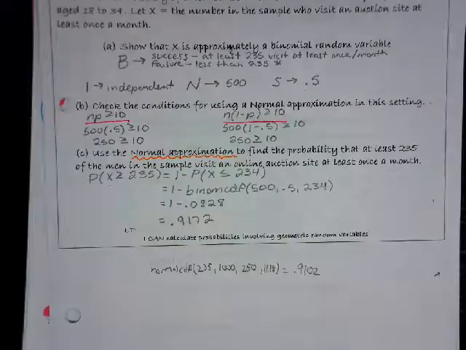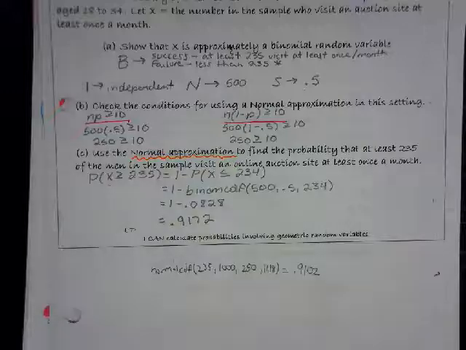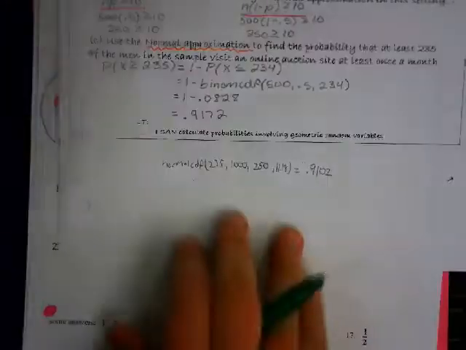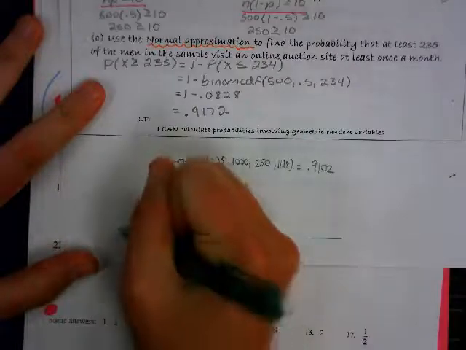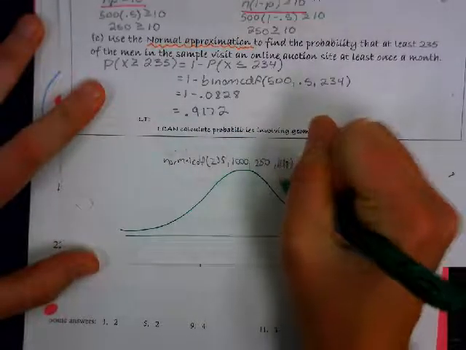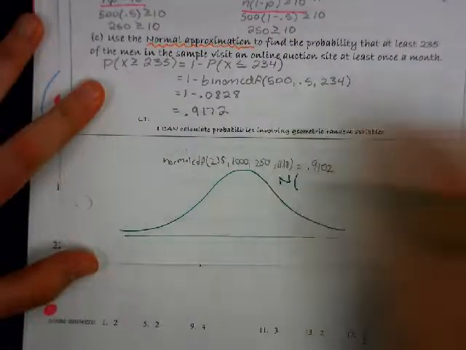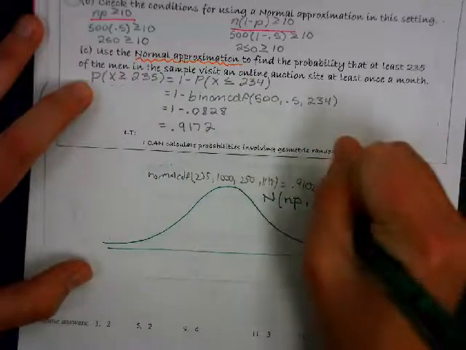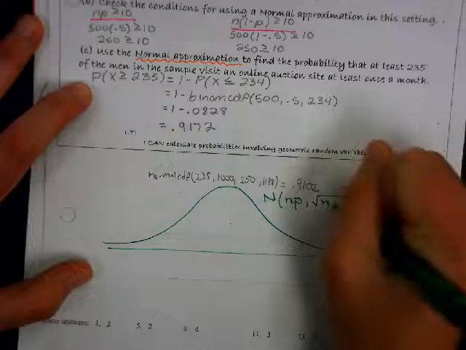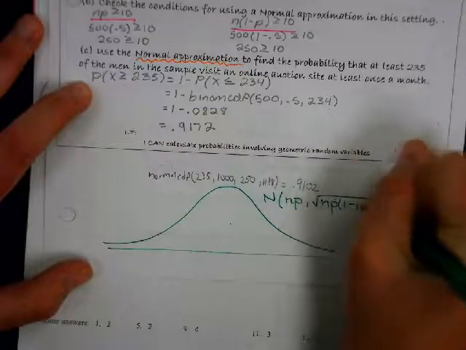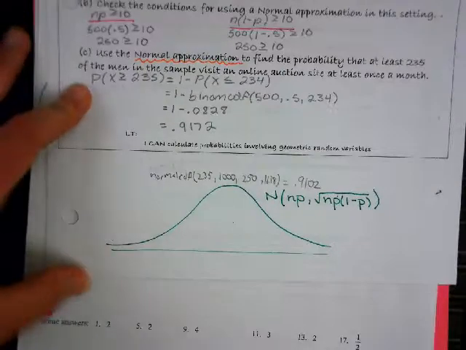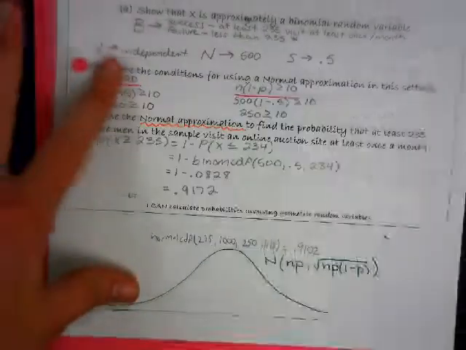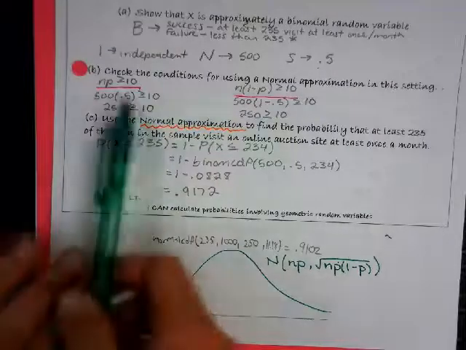All right, so on this one, I'm going to add a little to what she gave us. Anytime we use normal CDF, we want to think about a normal curve, right? So here's our normal curve. From last time, we know the mean is found by taking n times p, and the standard deviation comes from n times p times 1 minus p, and then square rooting it. N times p we know from part B is 250.